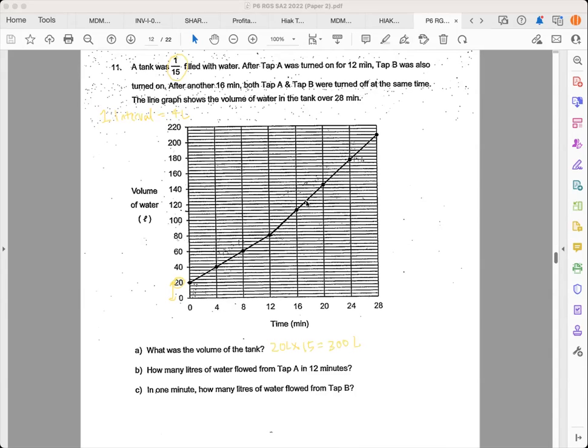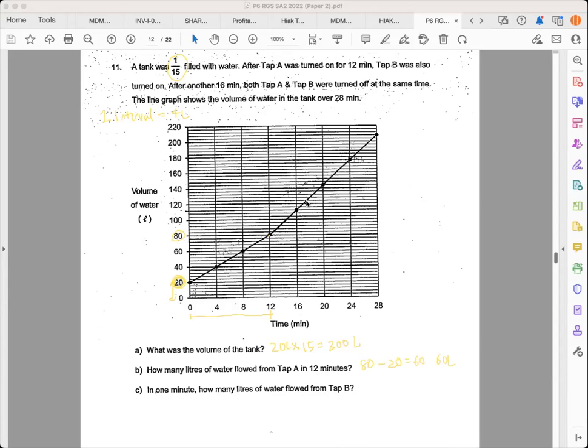Part B, how many liters of water flowed from tap A in 12 minutes? So 12 minutes is from here all the way to here. If you look at 12 minutes, if you extend this point to the left, it is 80. So 80 minus what they started with, 20, is 60. So the answer is 60 liters.